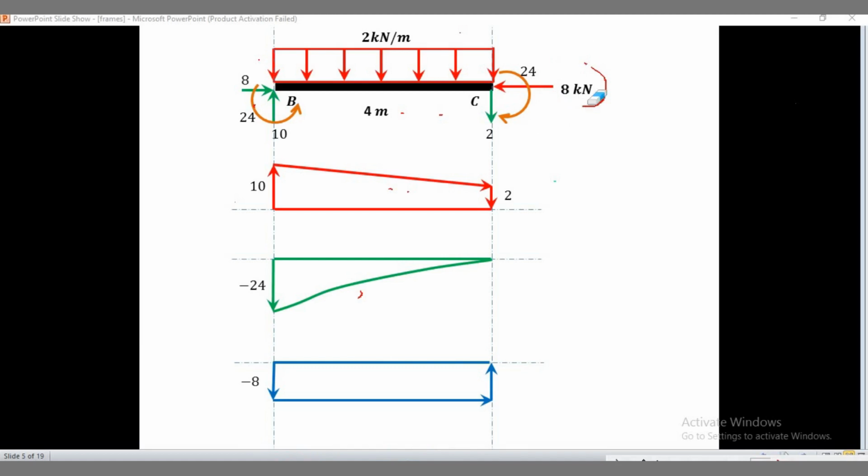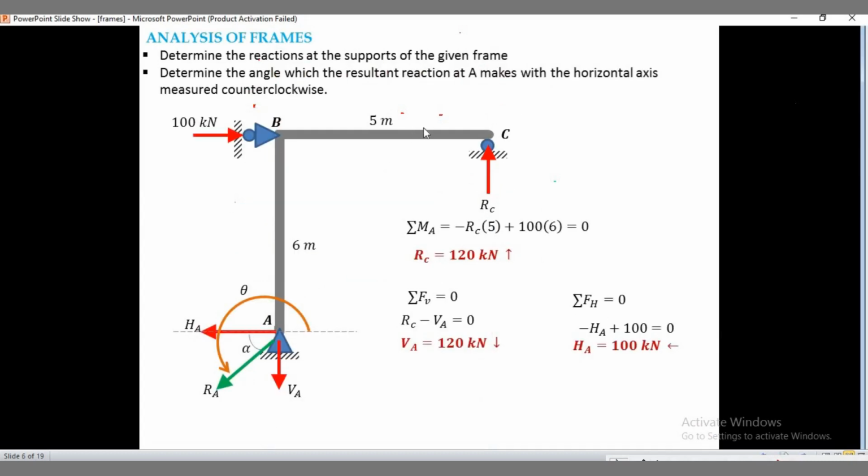Okay lang. Okay, so, we proceed to the next example. Determine the reactions at the supports of the given frame. Determine the angle which the resultant reaction at A makes with the horizontal axis measured counterclockwise. So, for this diagram, meron daw 100 kilonewtons dito kay point B. Yun yung reaction kay roller. Then, obviously, meron tayong reaction kay C. That is also a roller.